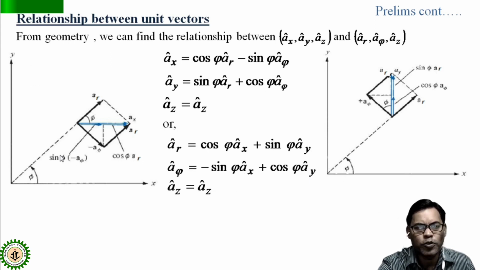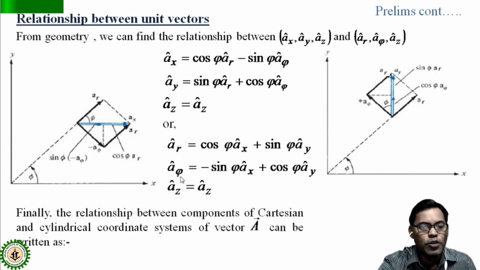From these two diagrams we can also find this out. Suppose we take AR, and we want to find the component of AX and AY along AR. So component of AX along AR will be cos phi AX, and the component of AY along AR will be sin phi AY. So from that we can get AR. Similarly we can find out Aφ and AZ.